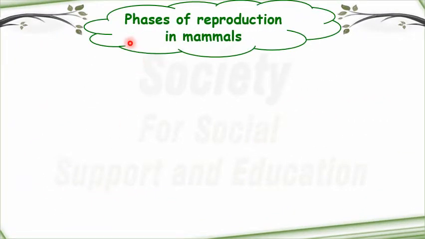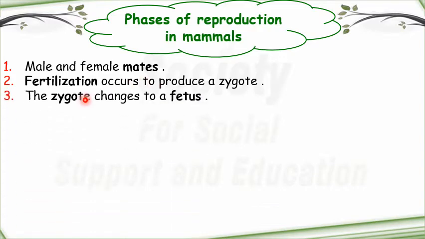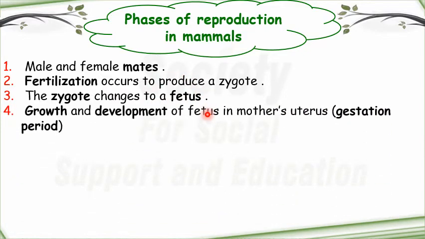Phases of reproduction in mammals. The first phase is the mating, where the male and the female mate. Then, fertilization occurs to produce a zygote or a fertilized egg. After the mating, we will have fertilization. The zygote will change into a fetus. So, this fertilized egg will become a fetus. Then we will have growth and development of the fetus in the mother's uterus, which is what we call the gestation period.